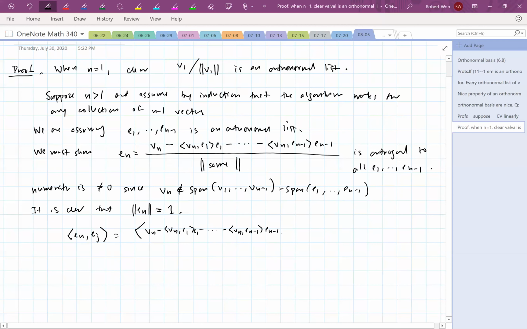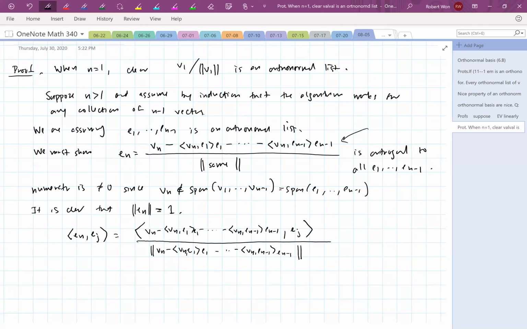I take the inner product of this vector with ej, and I divide through by the scalar, which is the norm of this vector, right? So I'll write it once, but then I'm not going to write it again. I'll just call that the denominator from now on. All I've done is I've just rewritten en in terms of the way that we wrote en.